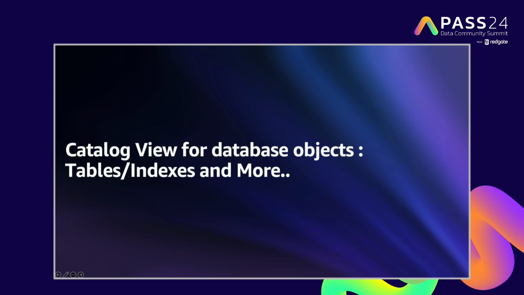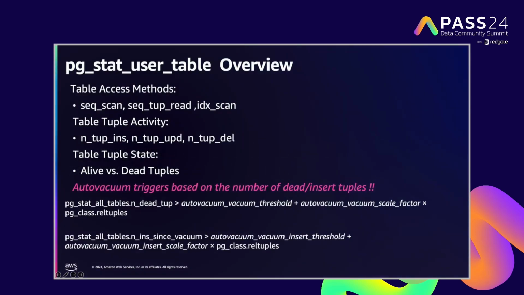Catalog views. I'll just breeze through this. PGStat user tables will have information about the number of live tuples and dead tuples. This is just a formula which AutoVacuum refers to before it decides whether a particular table is a candidate for AutoVacuum or not. So these are the formulas, okay?